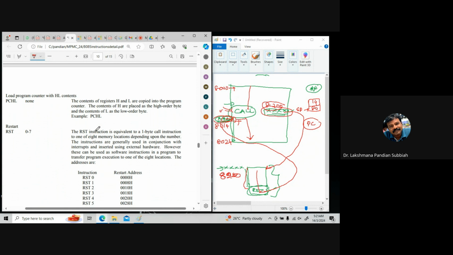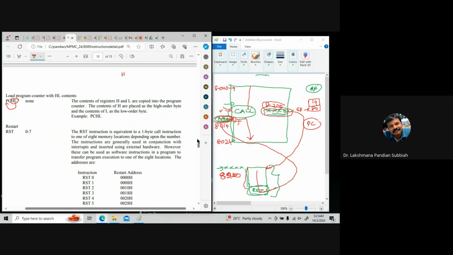In the HL pair we are having one address. The address is going to PC, that is PCHL. So the HL content is copied into the program counter. The HL content is going to be copied into the PC pair.